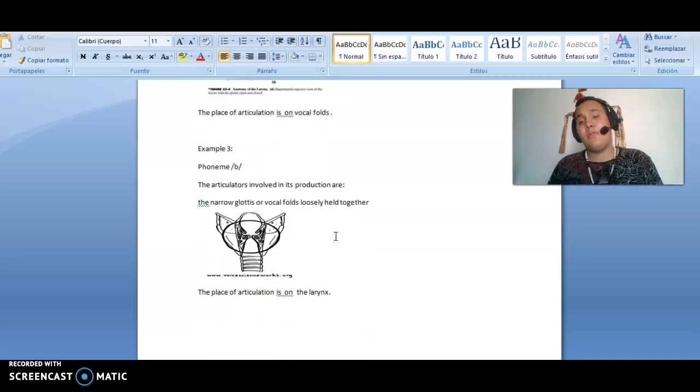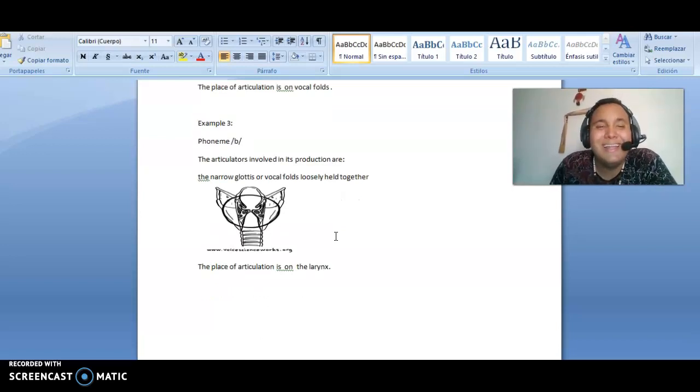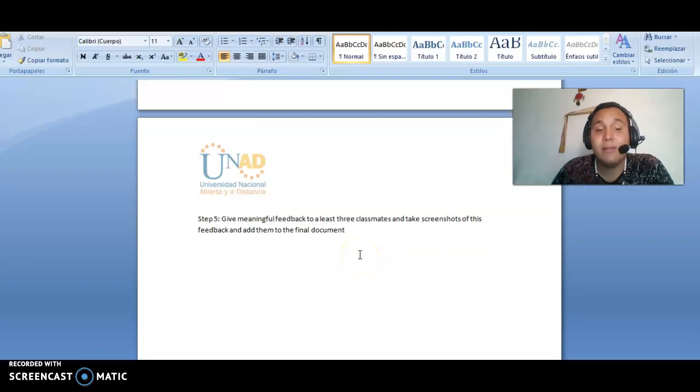In example 3, the last example, is the phoneme B. B has a little vibration. The articulation place is produced at the narrow glottis, and the vocal folds held together. Here. The articulation is in the larynx, right? Well, step 5: give feedback to the lecturers, take the structure of the paper and add it to the final document.